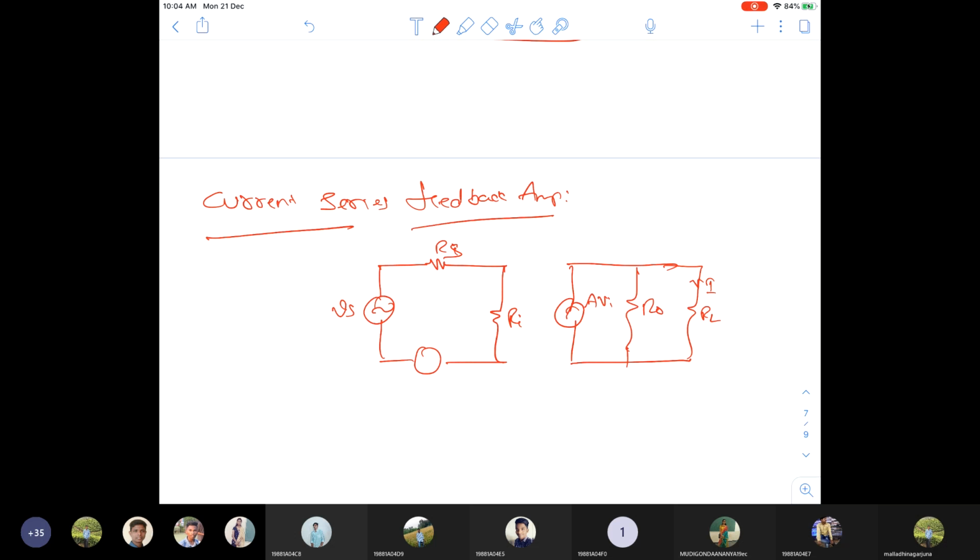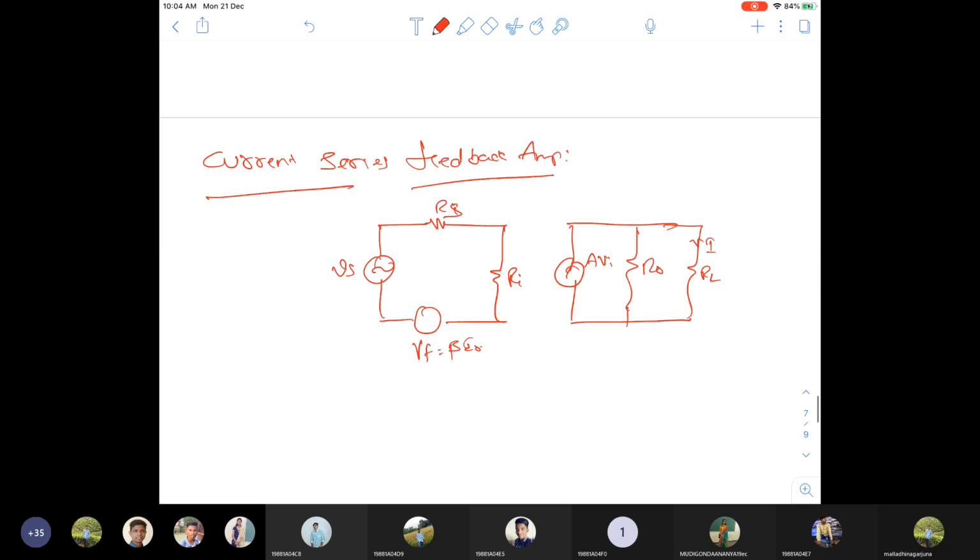So what happens? Input is voltage, no? So Vf is equal to beta times I naught. Again, when you are calculating output impedance, the load resistance should be disconnected. So load resistance should be disconnected here. And the next one is the input signal, which should be kept constant. Now apply. So now you remove this connection here.